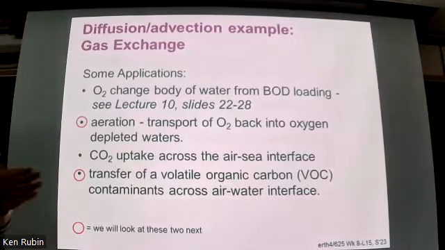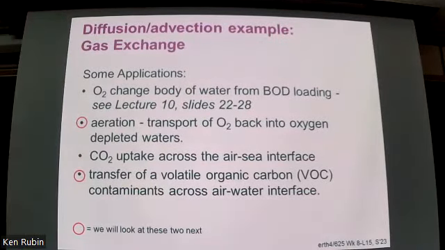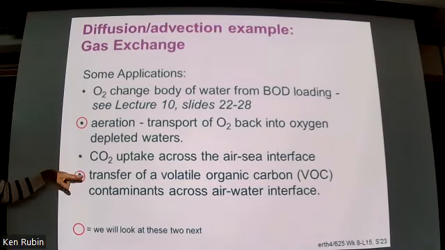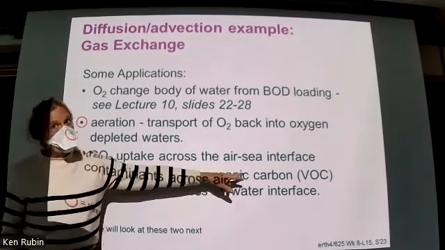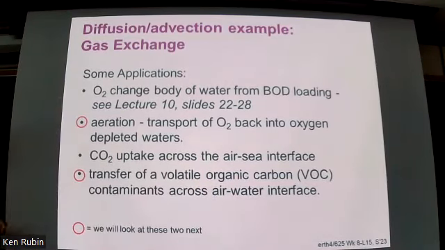Okay, so the next example that I want to look at is aeration, which is how oxygen transports across an air-sea or air-water, air-lake interface. And then we'll talk a little bit at the very end about the transfer of volatile organic carbon compounds, what we call VOCs, again, across an air-water interface.